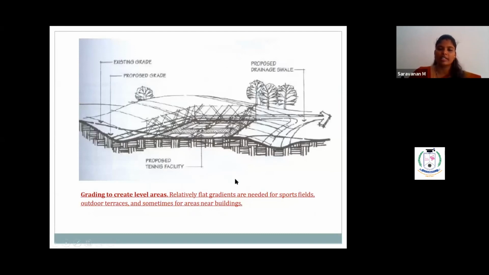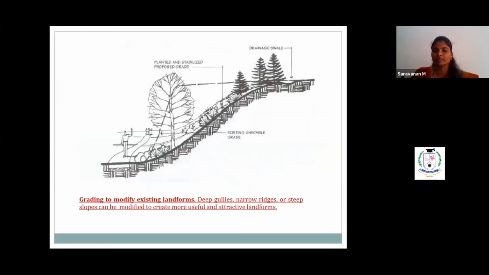And these are the relatively flat gradients which are needed for sport fields, outdoor terraces, and sometimes near the buildings. So these images show in each level how the swale or the existing or proposed grade is given and for what purpose. I think if you look at the sketch itself, you can understand.